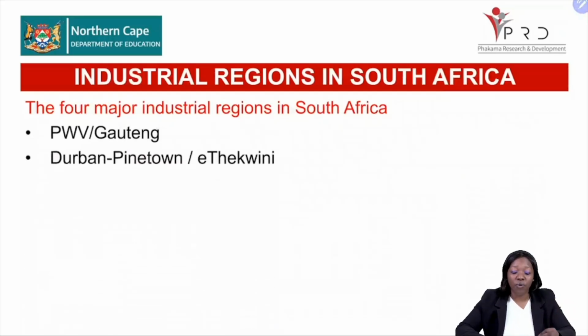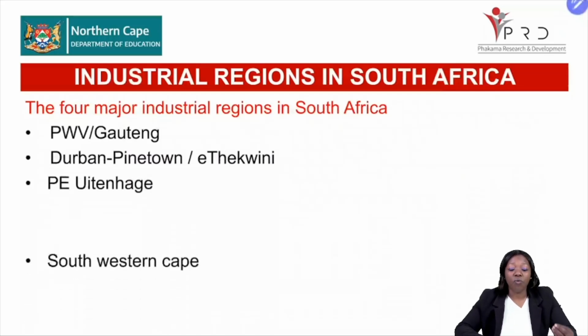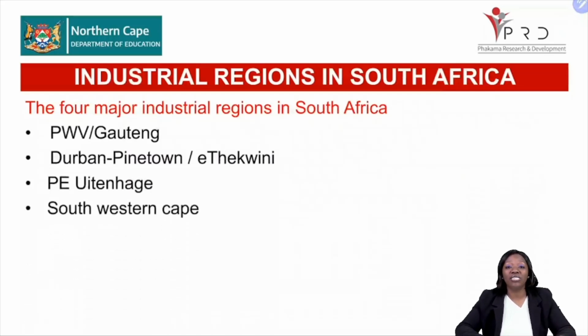Then secondly, you have your Durban Pinetown or eThekwini Industrial Region. Where is it located? It is located in KwaZulu-Natal. Then number 3, we have your Port Elizabeth ATMH, the one that we call PE. Now it is no longer called PE, but it is called Gqeberha. Where is it located again? In the Eastern Cape Province. Then lastly, we have your Southwestern Cape Industrial Region. Where is it located? It is located in the Southwestern Cape.